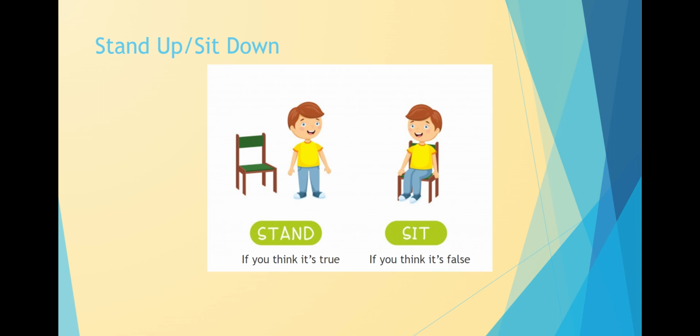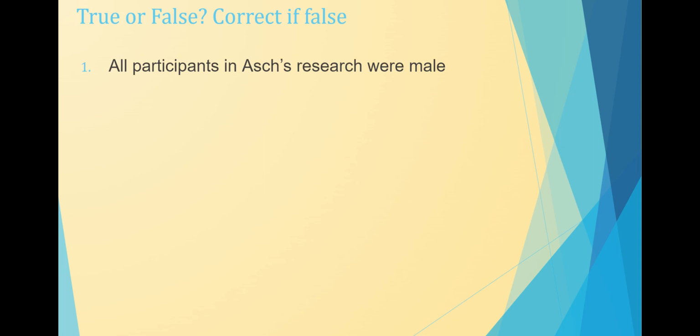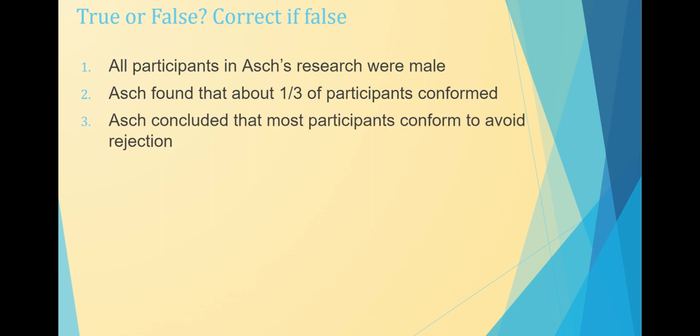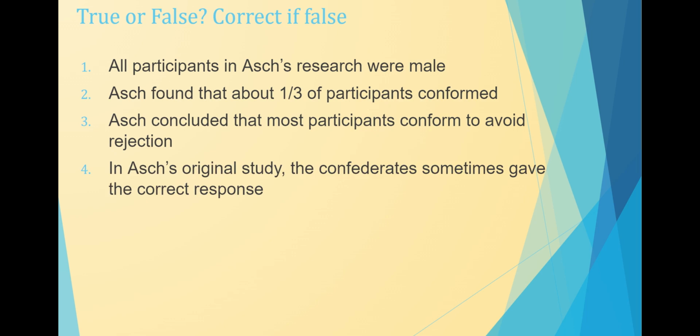So this in a classroom setting would obviously be a stand-up, sit-down task. So stand up if you think it's true, sit down if you think it's false. We've got some statements here. Okay. All participants in Asch's research were male. This is true. Asch found that a third of participants conformed. Asch concluded that most participants conform to avoid rejection. In Asch's original study, the confederates sometimes gave the correct response. Okay, these have all been true so far.